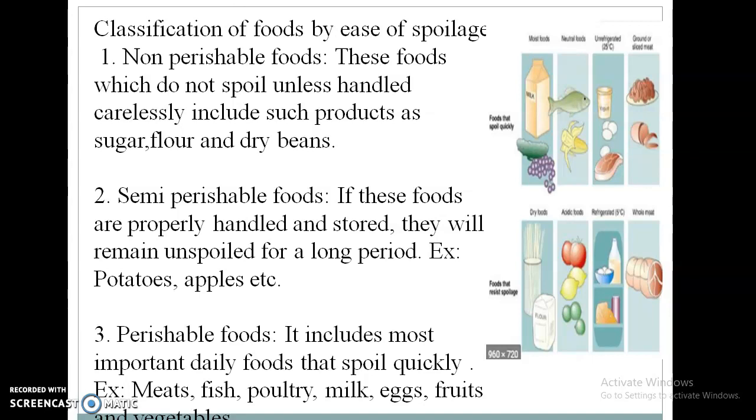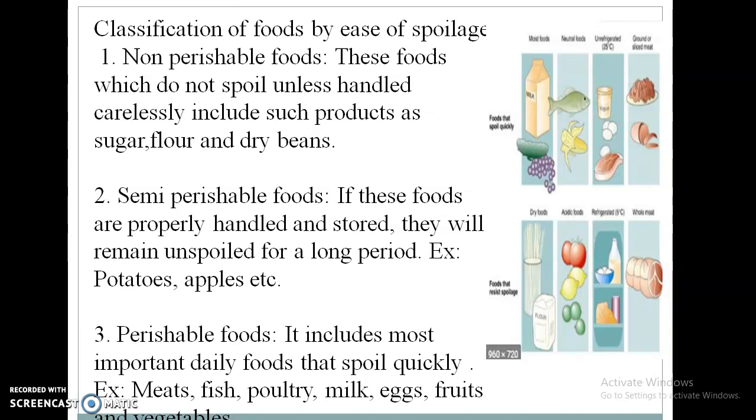Okay, and the second type of food is semi-perishable food. If these foods are properly handled and stored, they will remain unspoiled for a long period. Examples are potato, apple, etc.